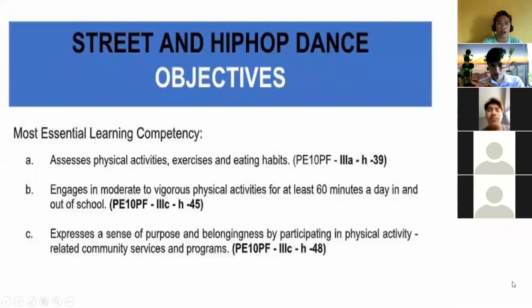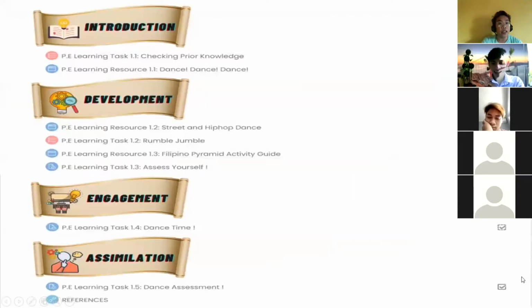So for this week, this would be our objective. We're going to assess physical activities, obviously, form of exercise, as well as eating habits. Number 2, engages in moderate to vigorous physical activity for at least 60 minutes. So that's for the whole week. And lastly, we're going to express a sense of purpose and belongingness by participating in physical activity, related community services, and programs. So for this week, we're going to focus more on physical activities, and for learning task 1.3, that will be eating habits. Okay, so this would be your idea for this week, your introduction, development, engagement, and assimilation.